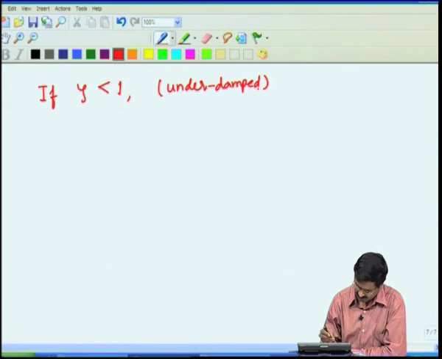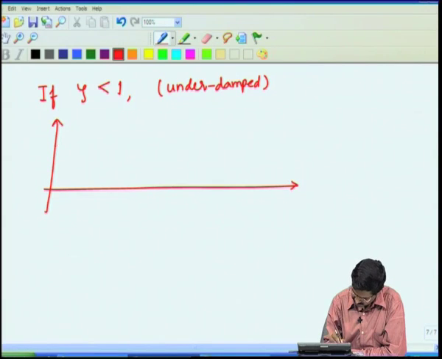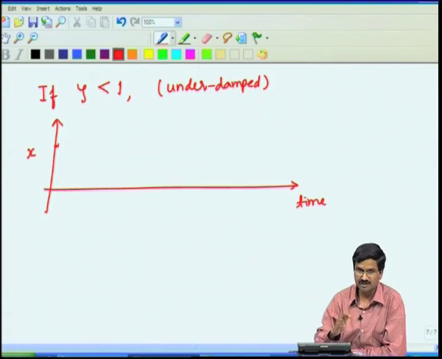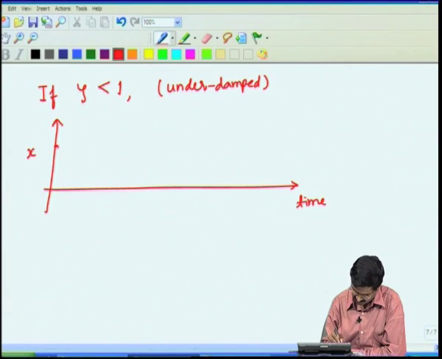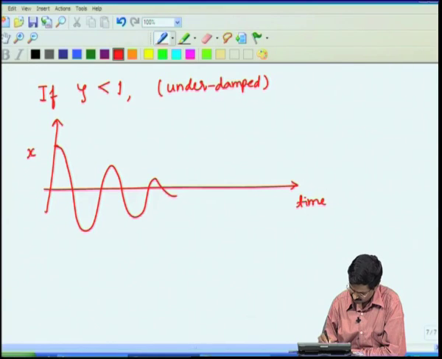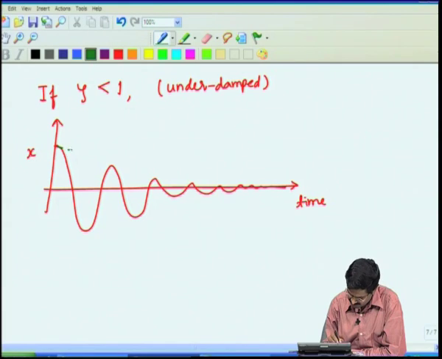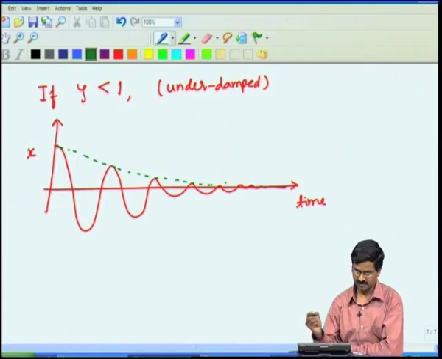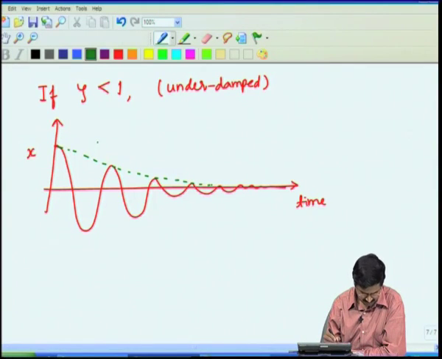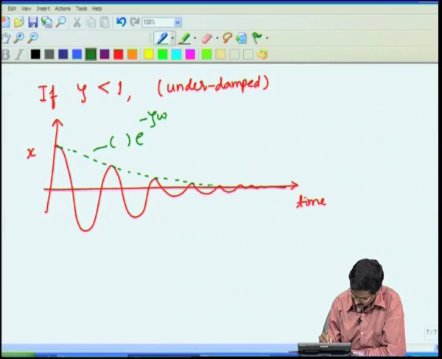Now, as we saw in that figure, if I start out, this is x, this is time. If I start that x with some disturbance, that I pulled it and left it, then it will go and then it will go back. Now, if we look at this envelope here, where the amplitude of this oscillation is decreasing, that curve will have some constant times e raised to minus zeta omega n t.